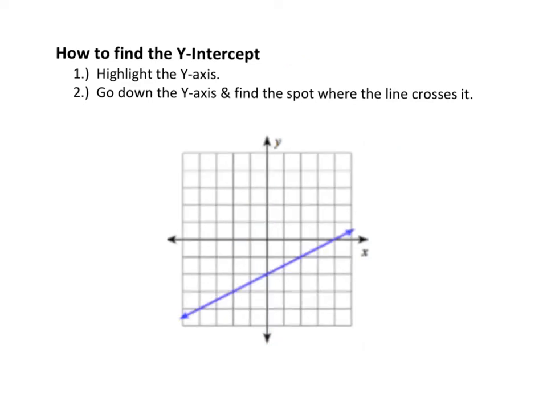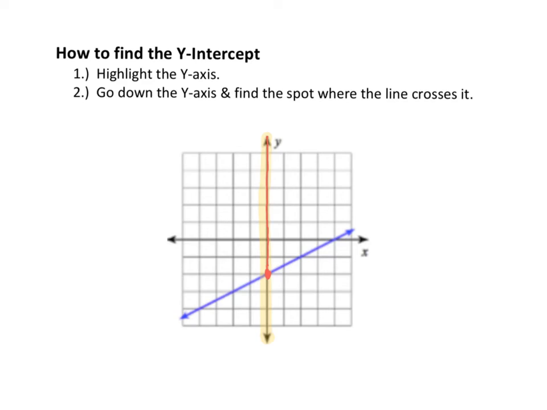Here's our second example. So the first thing, we highlight that y-axis. Remember, the y-axis goes up and down. So we highlight the y-axis. The next step is we're going to trace down the y-axis to find the spot where the line crosses it. So we are looking for that slanted blue line. So we're going to start at the top. We trace down until we hit that blue line. Then we make our point.